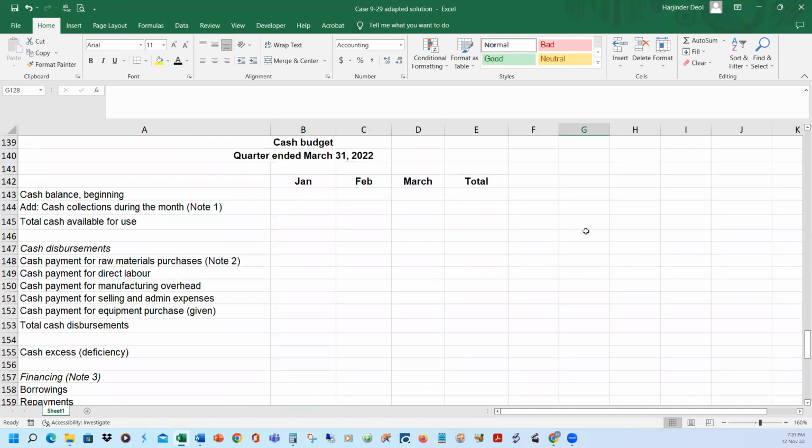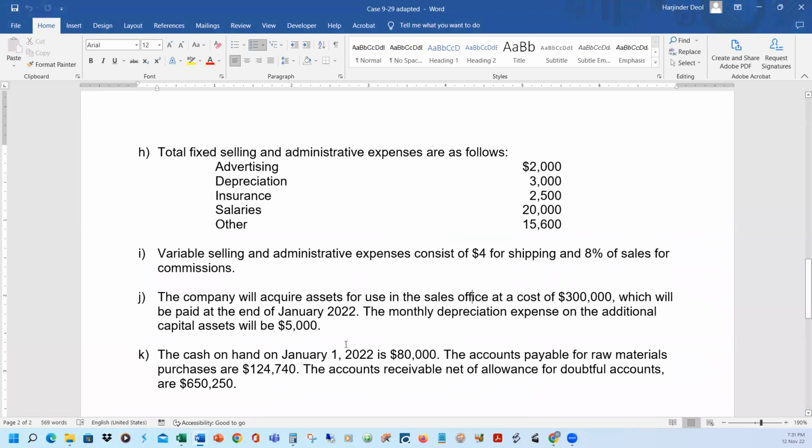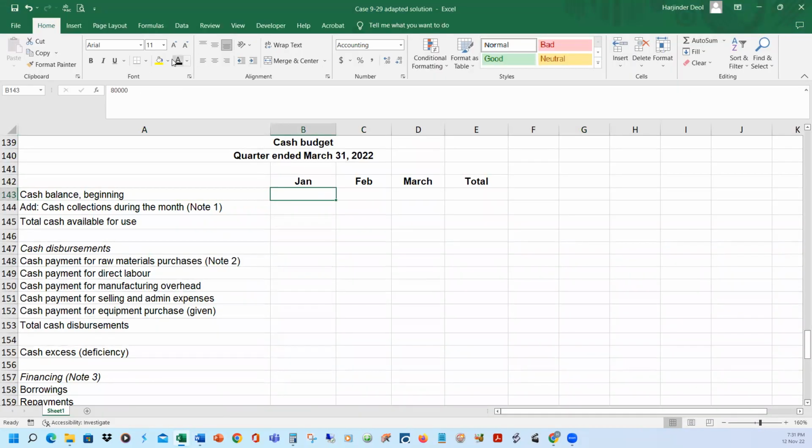As you can see on the screen, we start with the cash balance at the beginning of the period. So for the month of January, there'd be a certain amount of cash available. We can check the case, and we're told that the cash on hand on January 1st is $80,000. That'll be our beginning cash balance. The beginning cash balance for February, though, we don't know, because that will be the cash balance at the end of January. So we must wait until we've completed the process for January.